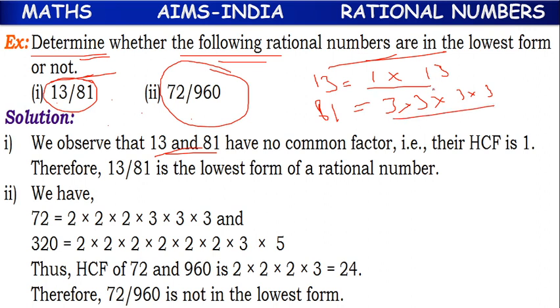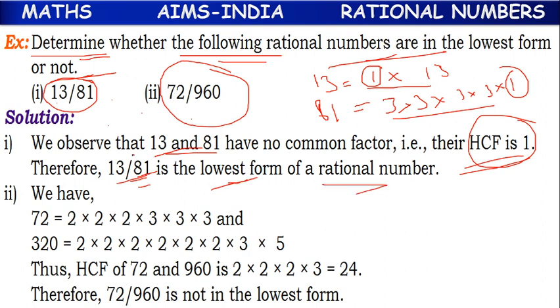No. Suppose here into 1 also we can write. Is there any common factor? Only 1 is the common factor. There is no other factor other than 1. So for these two, 13 and 81, the HCF is 1. So the given rational number in the given form alone is in lowest form. No need to do anything. The answer you can keep as 13 by 81 if anybody asks to write its lowest form.